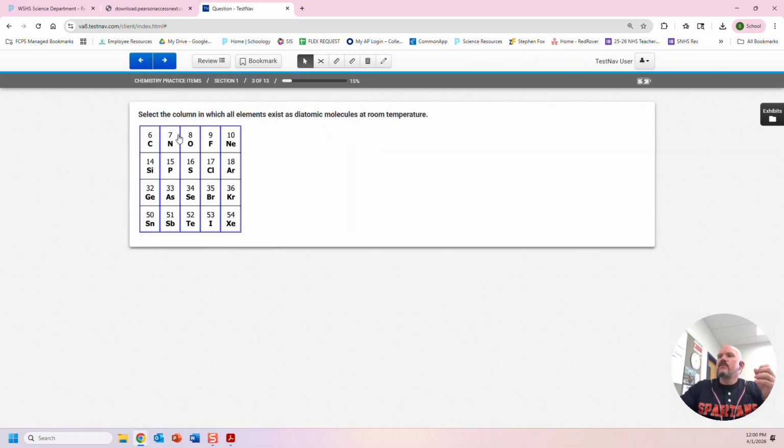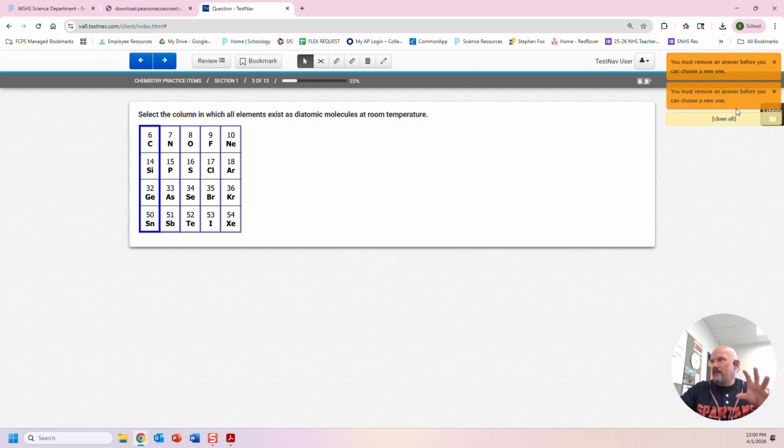All right. So select the column in which all elements exist as diatomic molecules. So here, I could select that column, I could select that column, but notice when I click there, over here it's saying I can only select one. So I have to unclick that one. If I wanted to click this one, I'd have to unclick this one. If I wanted to click this one, we just got to remember our diatomics.